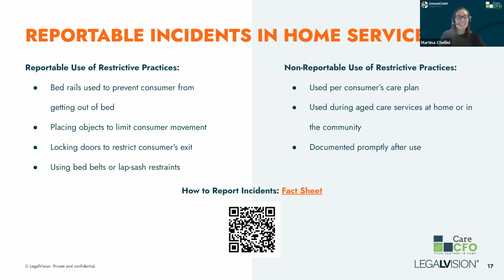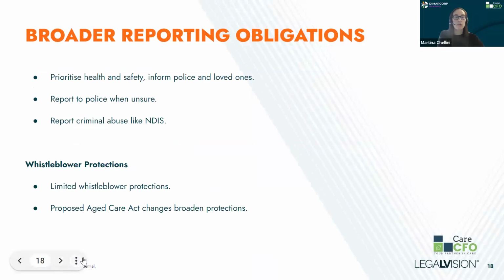Moving on now to the next slide, we're going to be looking at broader reporting obligations. You should take appropriate steps to protect the person's health, safety and well-being. This includes raising concerns with their loved ones. It could be reporting it to the police and/or contacting the Australian Human Rights Commission. If you're in any doubt about whether an incident is of a criminal nature, make the report to police.